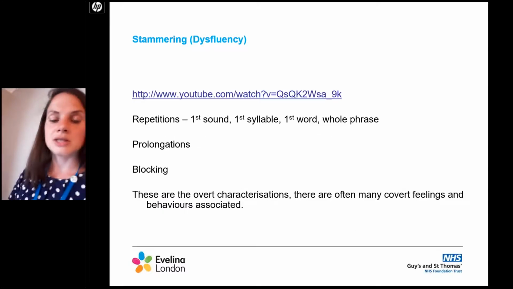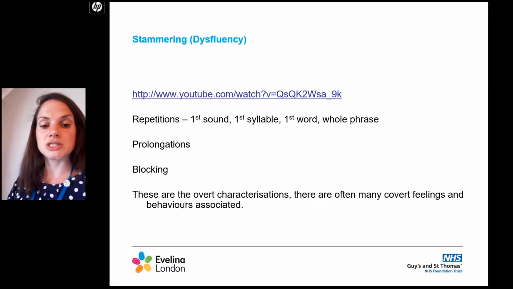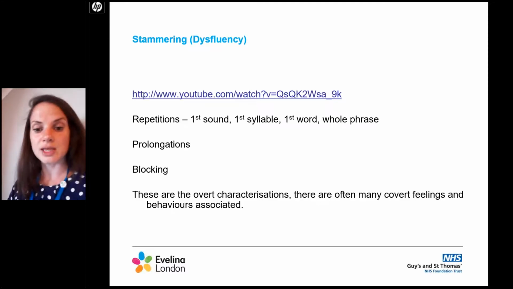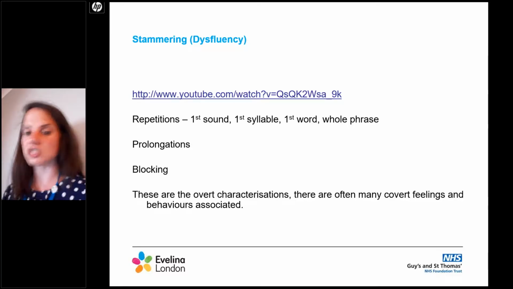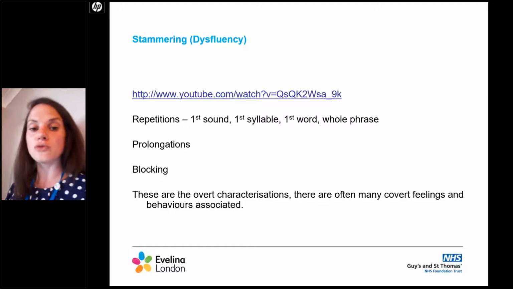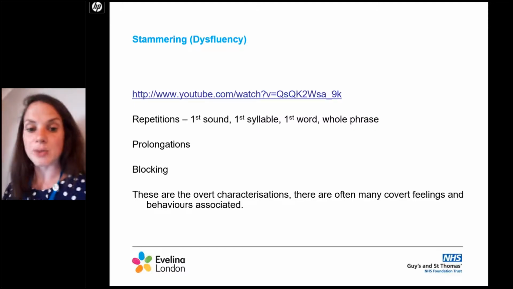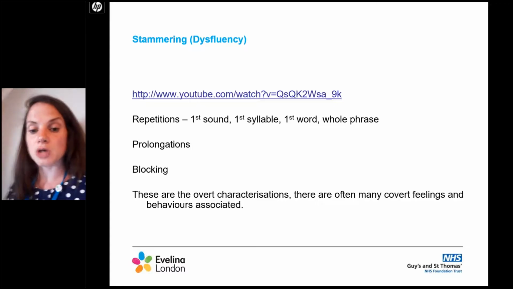Okay, next thing we're going to talk about is stammering. This is also known as stuttering and disfluency. They're all interchangeable terms that mean the same thing. I'm going to give you some examples of what stuttering or stammering might sound like. It might present as repetition, so someone might repeat the first sound in a word.